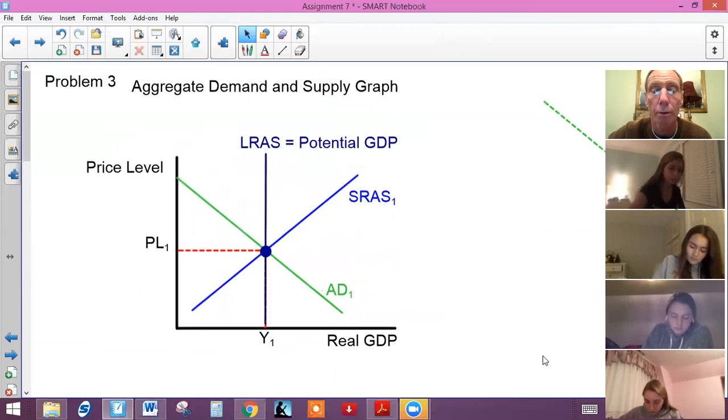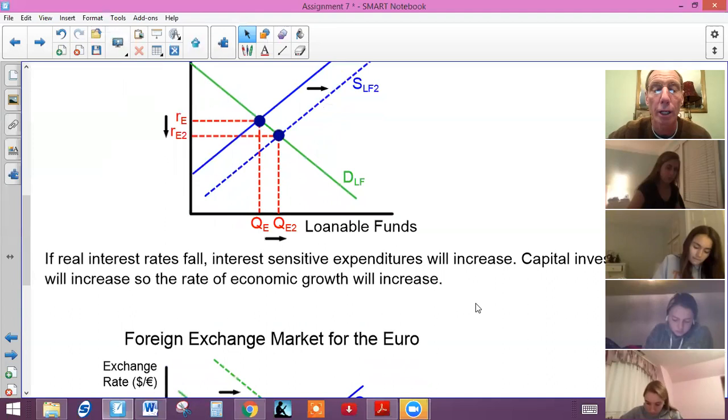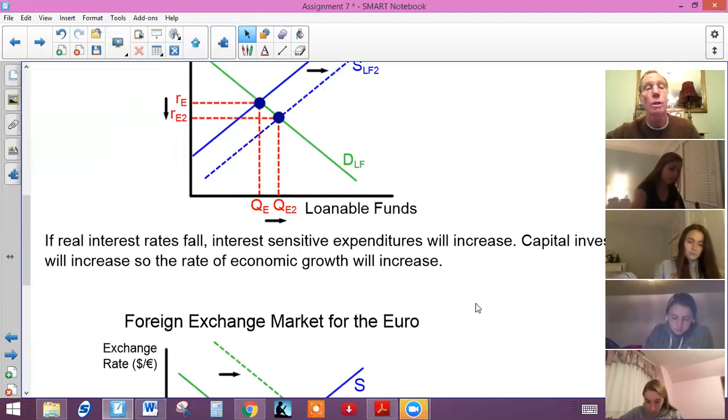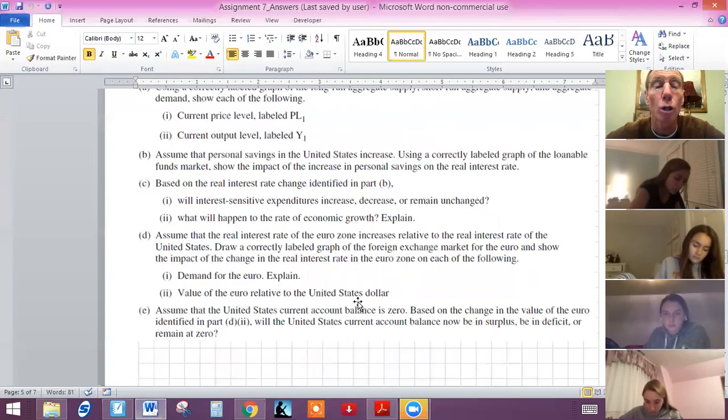So we're that far so far. Now we're going to look at a new graph, the foreign exchange market for the euro. What we're being asked here is to assume that the real interest rate of the Eurozone increases relative to the real interest rate of the US. Draw a correctly labeled graph of the foreign exchange market for the euro. Now remember, this is not for the dollar.